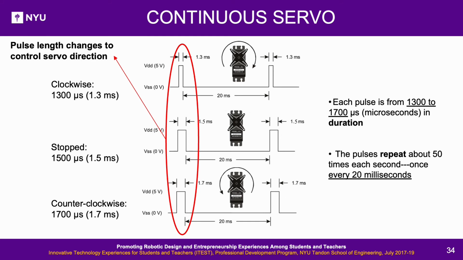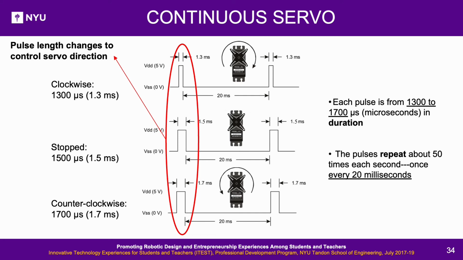If it does, it is a standard servo. If it rotates continuously, it is a continuous servo. As you can see from the PWM signal, at 1500 microseconds, the continuous servo does not move. For a high signal of duration 1300 microseconds, the continuous servo rotates clockwise at full speed, and for a duration of 1700 microseconds, it rotates counterclockwise at full speed.